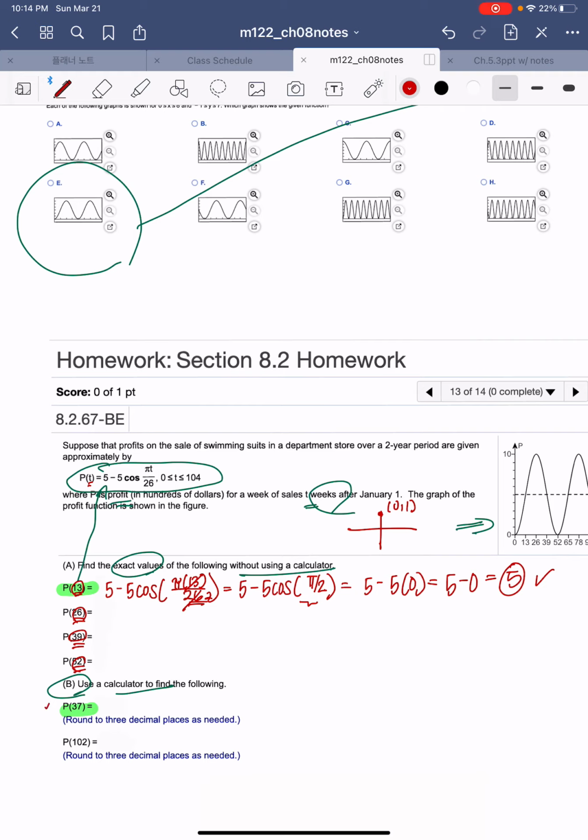Now let's do one with the calculator. They want you to round your answer to 3 decimal places. Same thing, replace t with 37: 5 minus 5 cosine pi, t will be 37 over 26, and you can see that it doesn't cancel out nicely. So this is the one that requires a calculator. Let's put the whole thing into a calculator and round it to 3 decimal places.